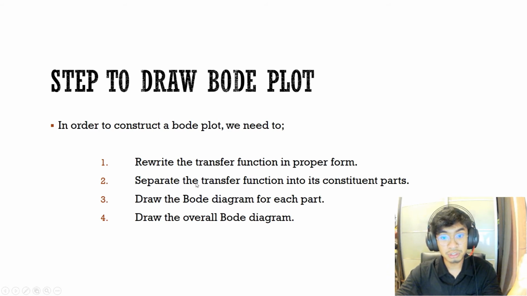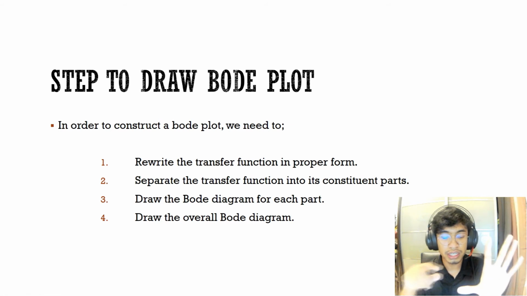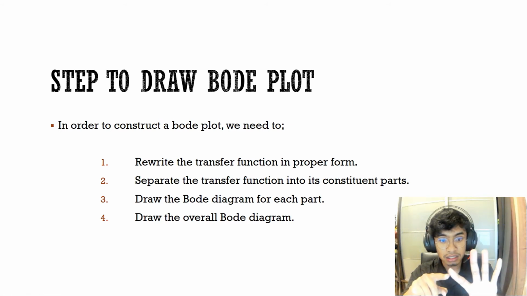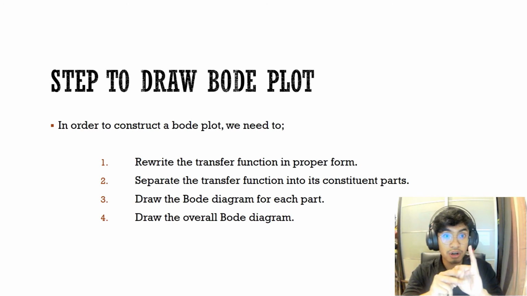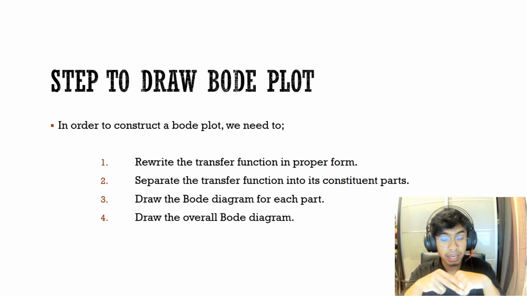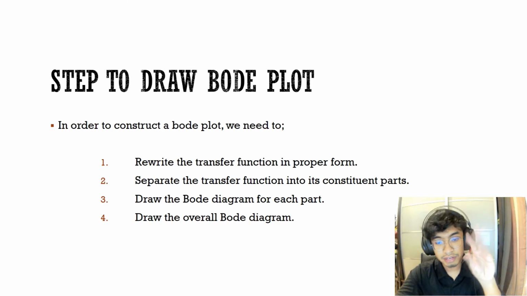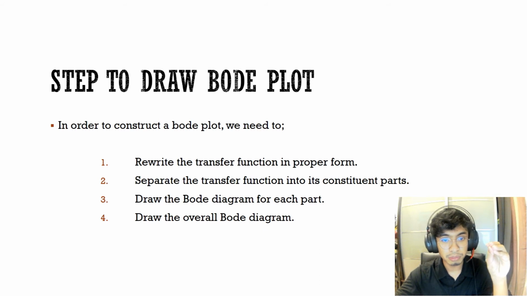Separate the transfer function into its constituent parts. There are basically 5 main constituent parts that we need to know. That is constant, the real zero, the real pole, the zero at origin, and lastly the pole at origin. These 5 things we need to bear in mind when we want to draw the Bode plot, because we need to separate our transfer function into these constituent parts.